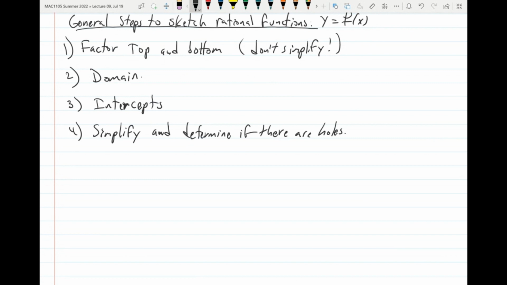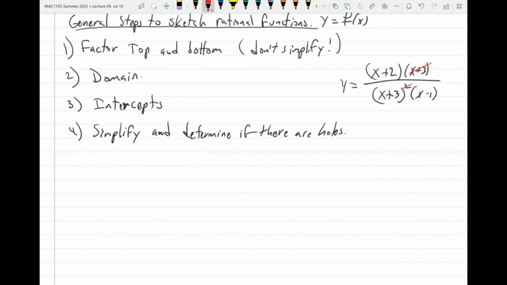Remember, who can tell me, how do you know if you're going to have a hole on the graph? How do you know? If you have the same factor on the top and bottom. Okay, be careful the way you're saying that. For example, do we have a hole for this function? So you see, x plus 3 shows up both on top and bottom. But the thing is that when you simplify, it remains in the bottom, right?